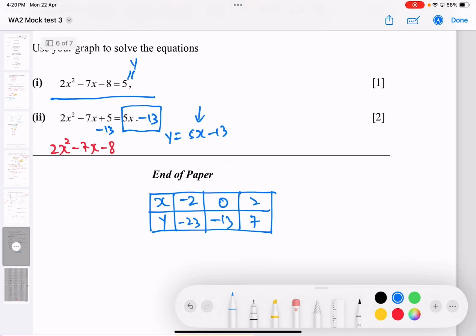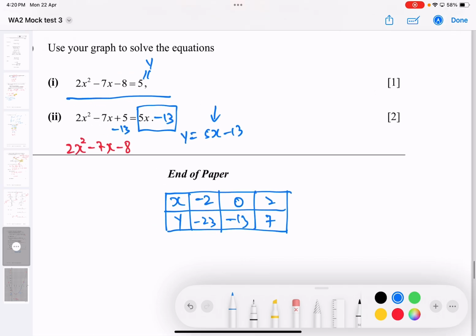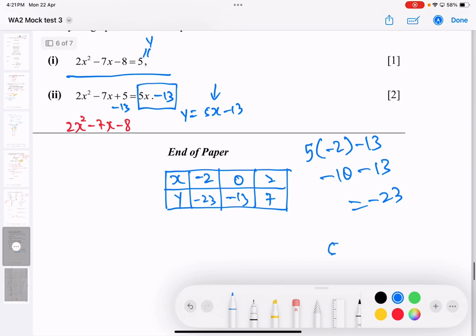Intersection for which one? Your negative 3 for what? Oh, wait. Maybe I entered wrongly. Negative 23? 5 times negative 2 is negative 10. Negative 10 minus 13 is negative 23. Oh, for 2, okay. 5 times 2 is 10 minus 13. Yes, negative 3. Thank you.